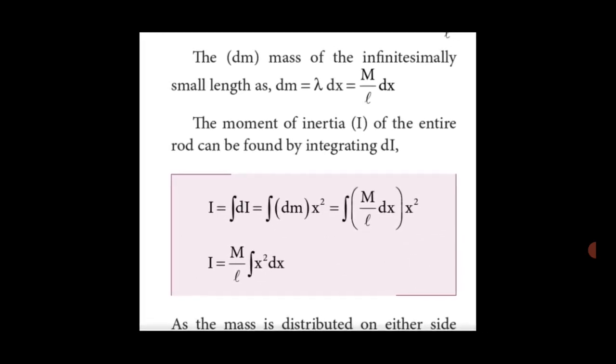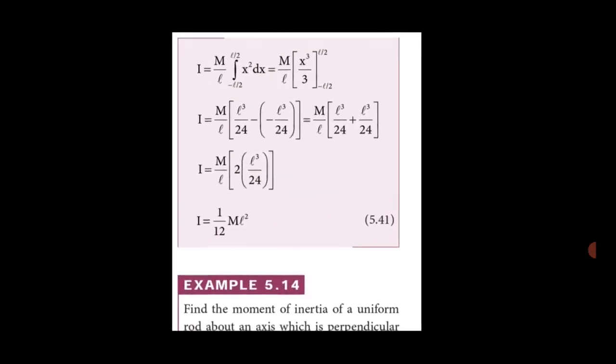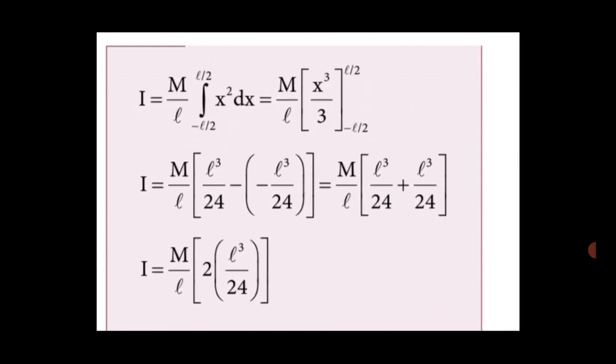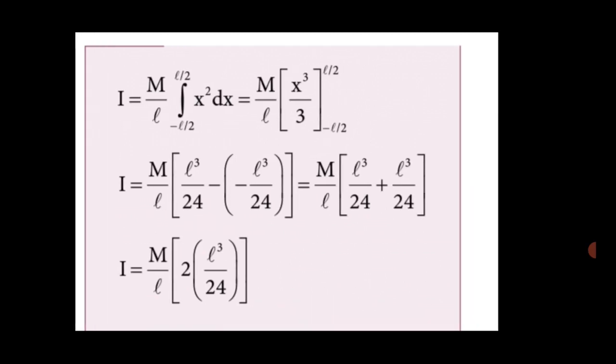As the mass is distributed on either side, we take the limits: one is a minus limit, the other a plus limit. That is, minus L by 2 is taken as the lower limit, and plus L by 2 as the upper limit. The constant is on the outside now. So I is equal to capital M by L times the integral of x square dx, with minus L by 2 as the lower limit and plus L by 2 as the upper limit.